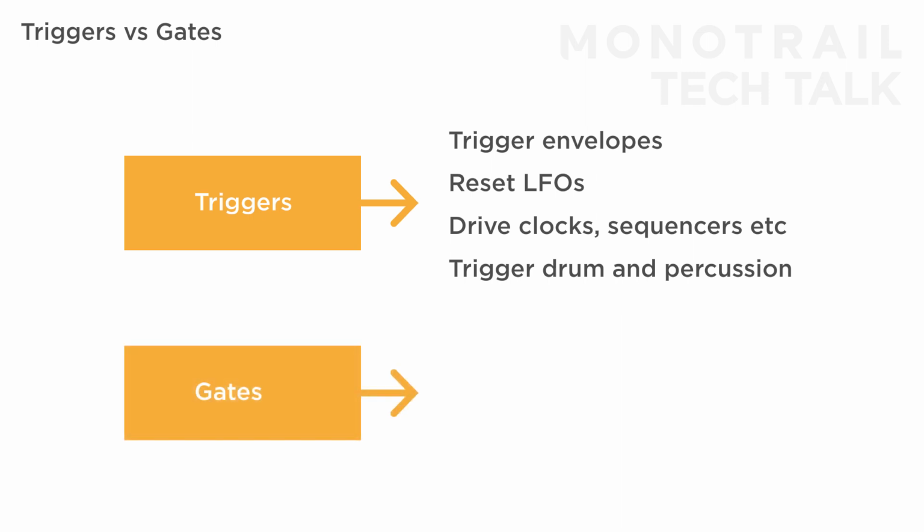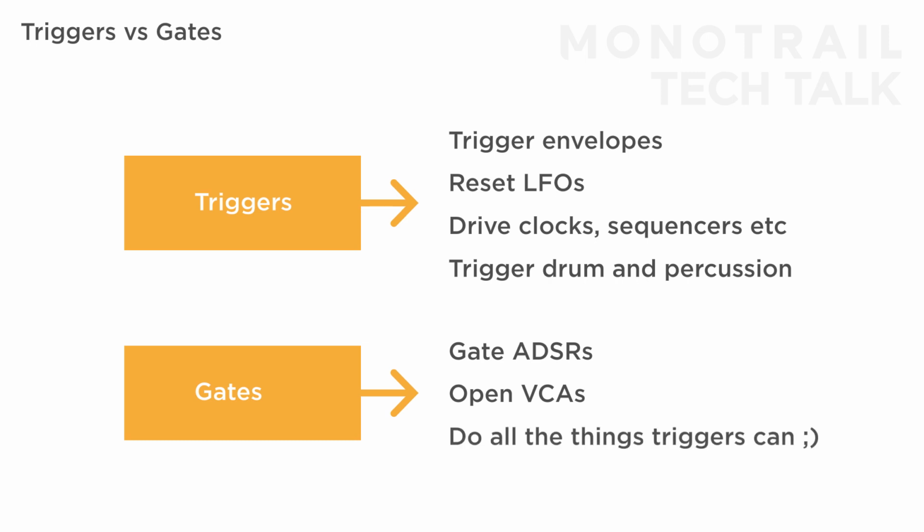Gates are great to create an effect that lasts for a longer time. You can gate a full ADSR to change something over time, or gate an event by opening a VCA and allowing a signal to pass through it. Gates can also do pretty much anything a trigger can do. The possibilities are pretty much endless in modular, but let's have a look at a few examples.